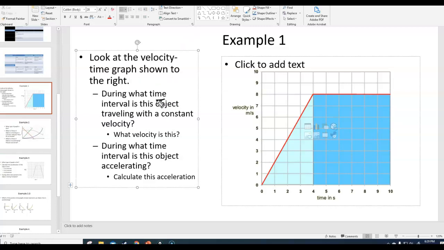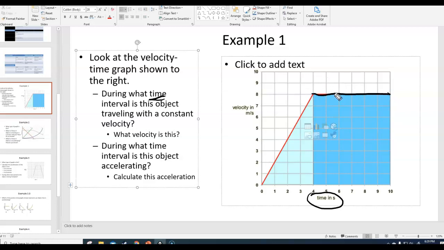Okay, remember on all of these graphs, time is on the x-axis. So when it says what time interval, it's asking for the x values from this x value to this other x value. In math terms, it's asking for the domain. It's asking during what domain is this object moving with a constant velocity. Okay, so this is a velocity time graph, and remember, constant velocity on a velocity time graph looks horizontal, because if it's constant velocity, that means it's not changing.